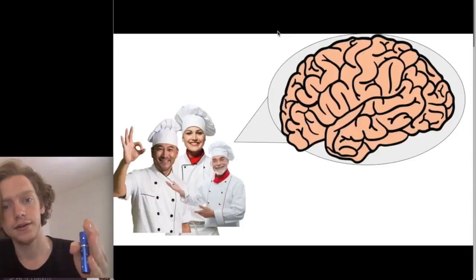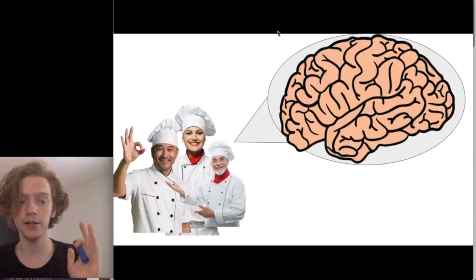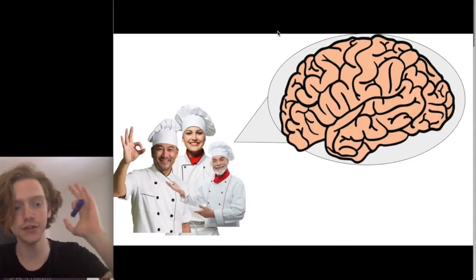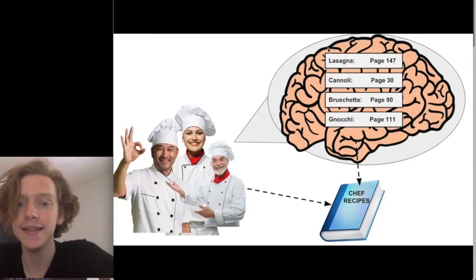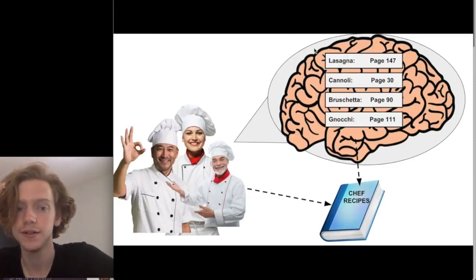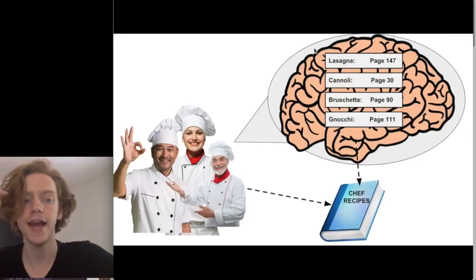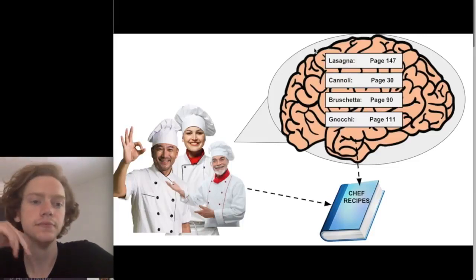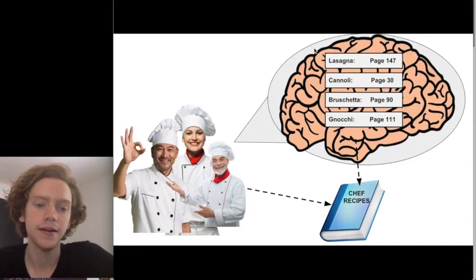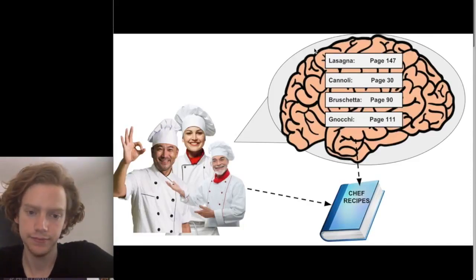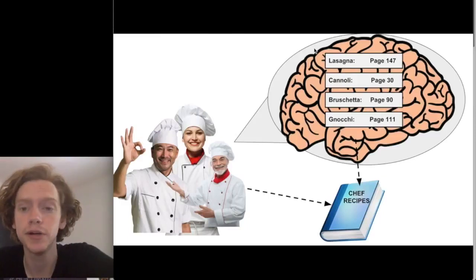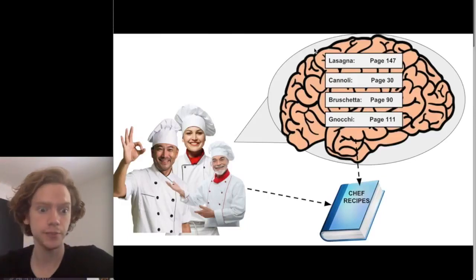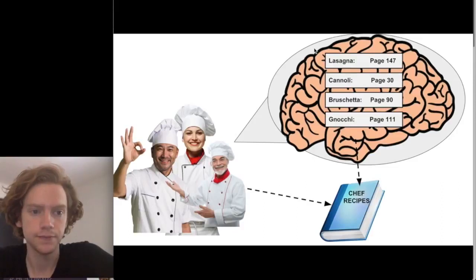Right? So let's imagine that in the chef's brain, in the functional shared pattern, instead of having every single recipe, they have a book which they have access to, and in their brain, they have the names of different dishes, and they have memorized the page numbers. So imagine you say, make me lasagna. The chef goes into their head and says, I have memorized that lasagna is associated with page number 147. Then they can just go straight to the book, open it up, there it is.